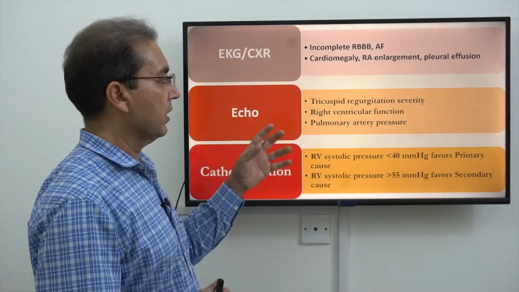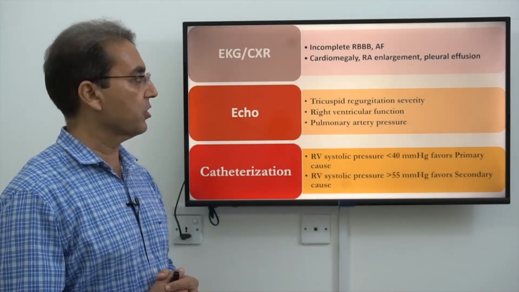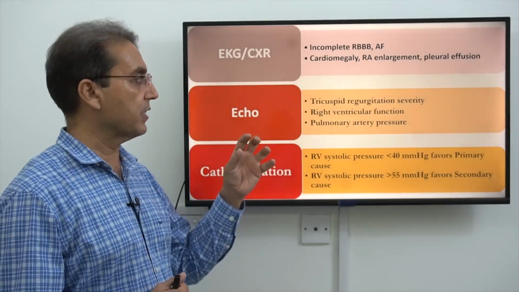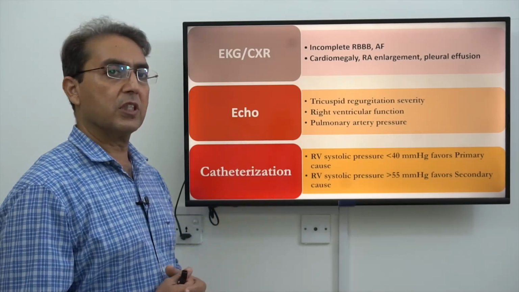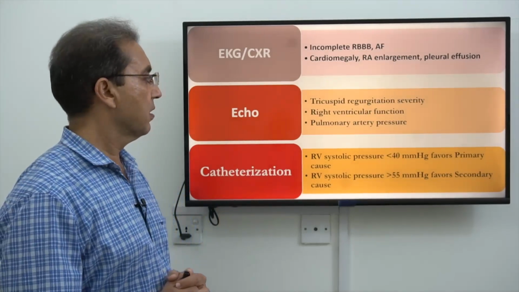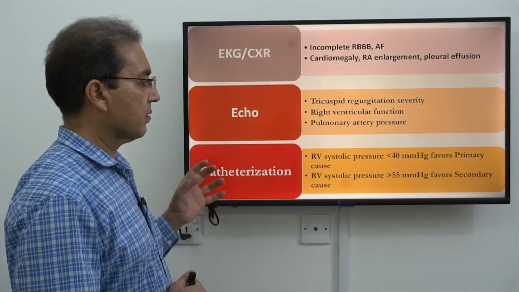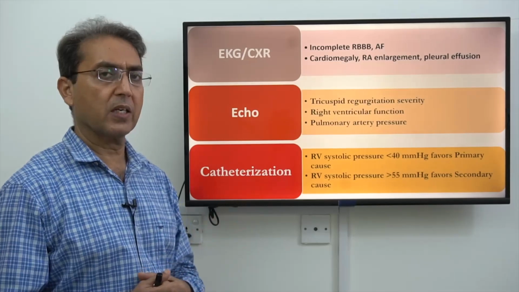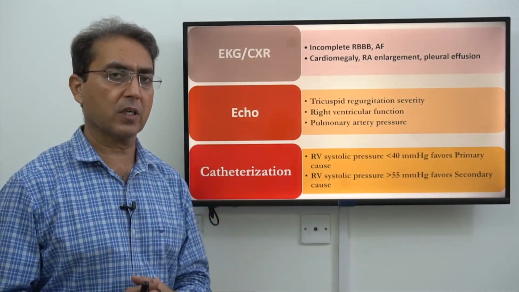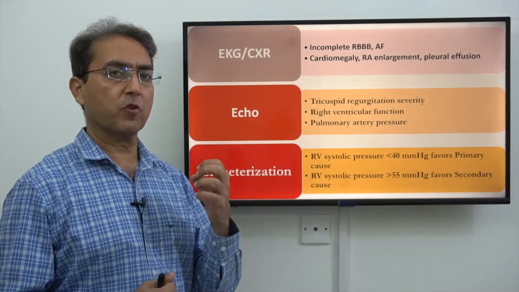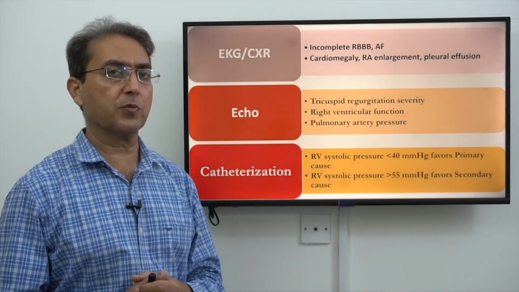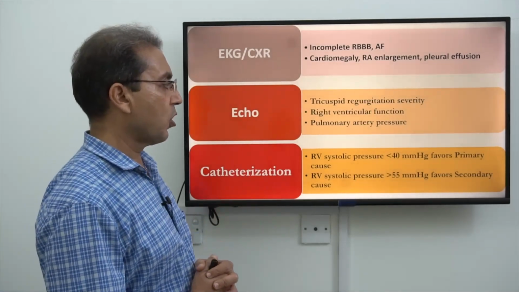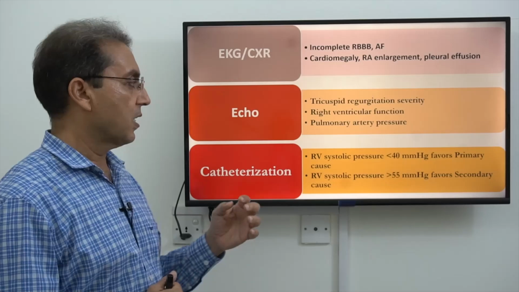Echo shows the severity of the tricuspid regurgitation. We can see the right ventricular function and the right atrial size, and we can also see the pulmonary artery pressure in echo. And then cardiac catheterization usually is not required, but it's done when we are planning surgery or we are looking for other associated lesions or looking for the associated coronary artery disease which may be present in these patients.